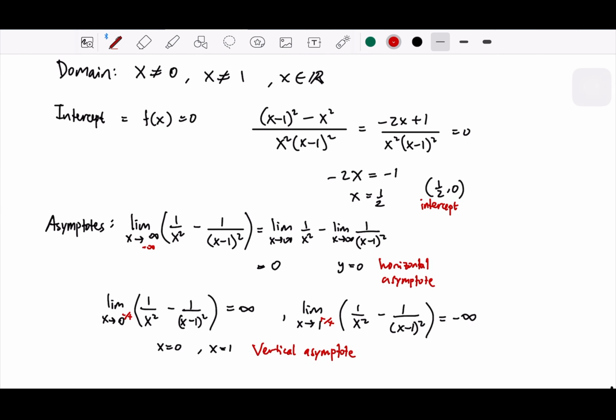So we've done the domain, intercept, and asymptotes. Okay, the next part is we are going to do the calculus part, which is the first derivative and the second derivative.